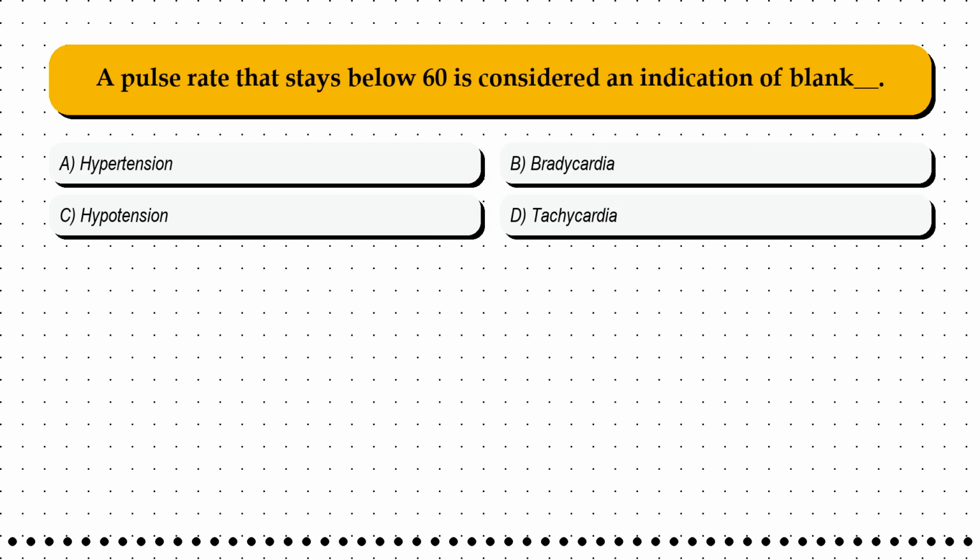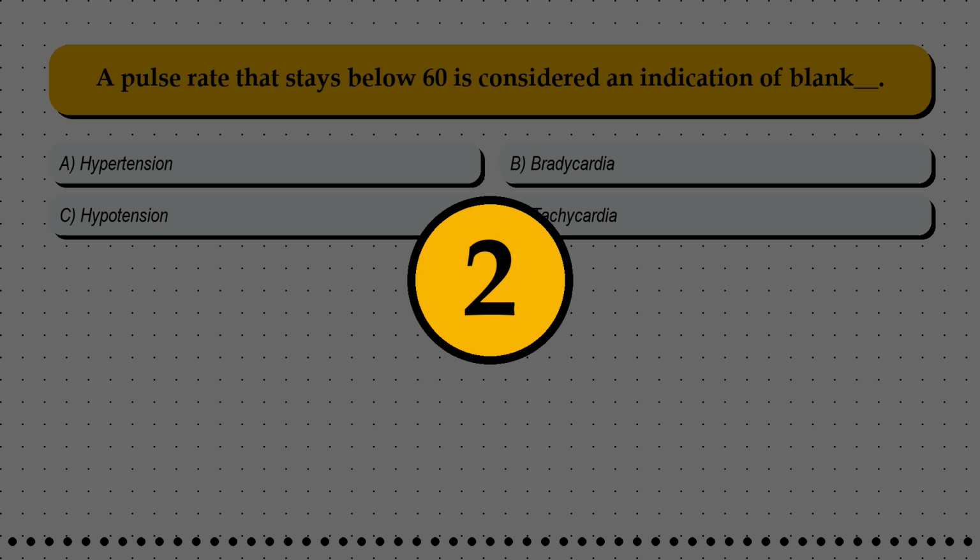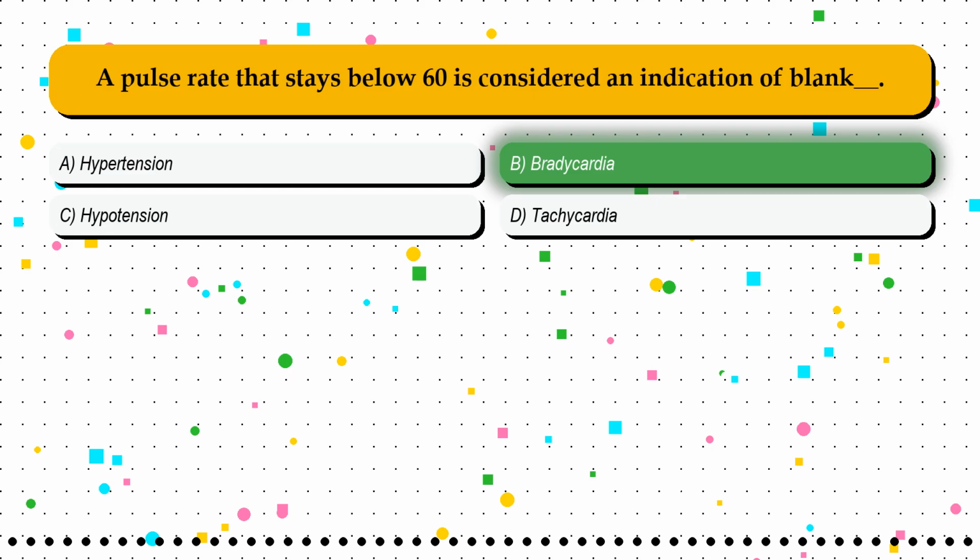Question 294. A pulse rate that stays below 60 is considered an indication of blank blank. Option A, hypertension. Option B, bradycardia. Option C, hypotension. Option D, tachycardia. The correct answer is option B, bradycardia.